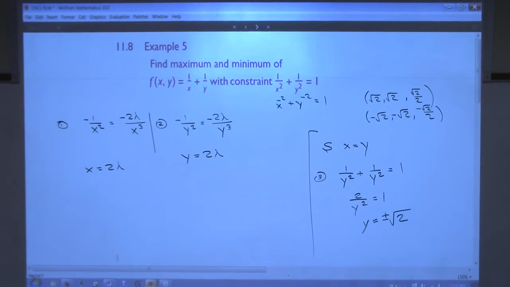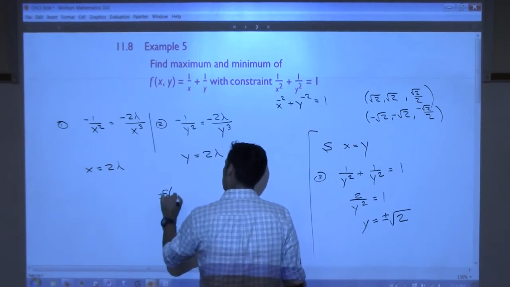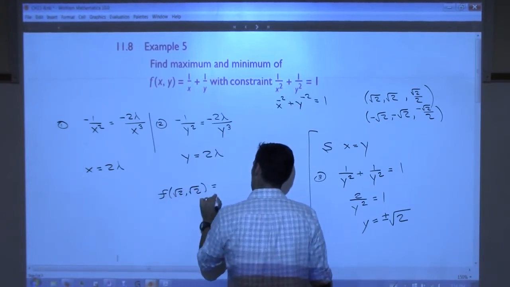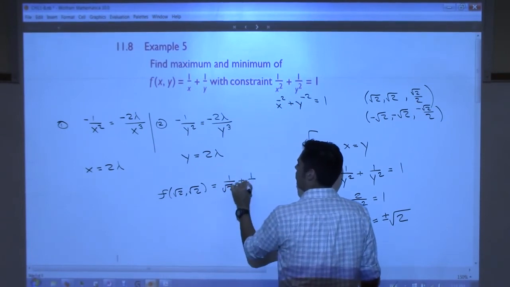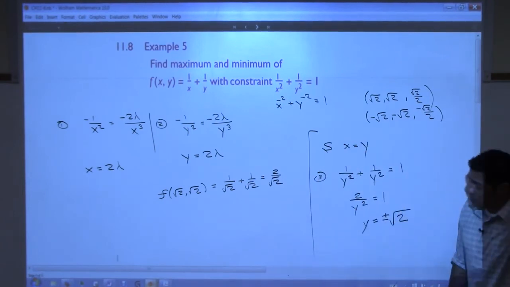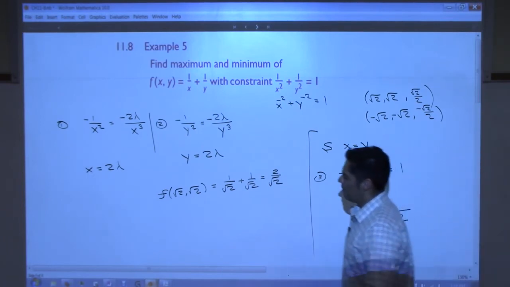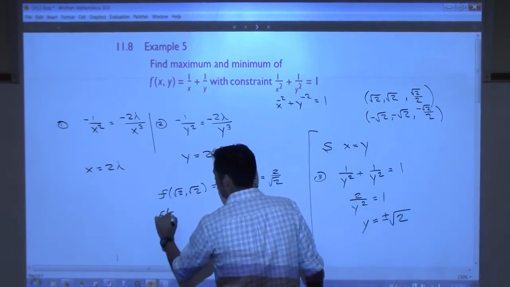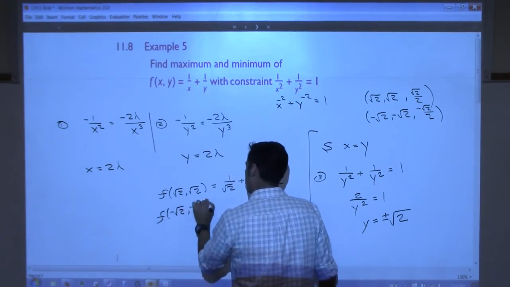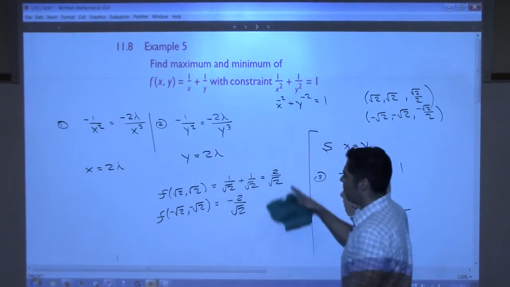Well, this one looked bad in the beginning, but it's turning out to not be that bad. We all right? Let's go for it. Let's see. What's f of root 2? 1 over root 2 plus 1 over root 2, which is 2 over root 2, right? Which, if you rationalize the denominator, is just root 2. And then the other one is just that, but negative, right? So it looks like we have a max and a min.